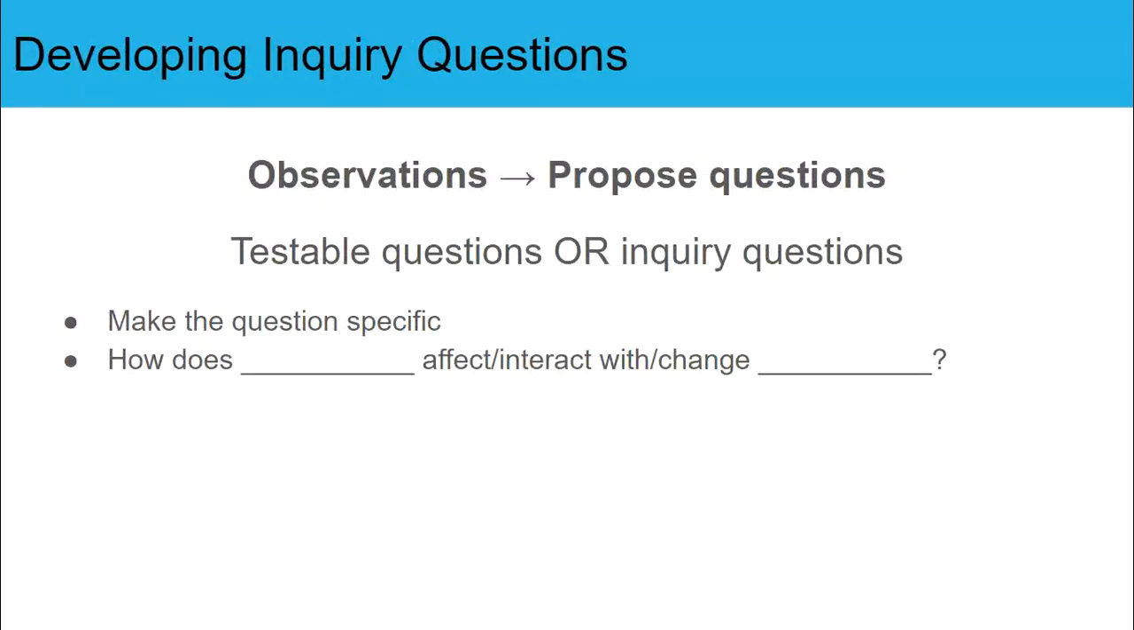When we look at developing inquiry questions, these are testable questions that arise from observations. So making sure when you're developing your inquiry questions, you make the question specific. And we're usually starting with how does or how will, and looking at things like affect, interact, or change something else. So our 2 missing words here usually are our variables that we're going to look at in our investigation.